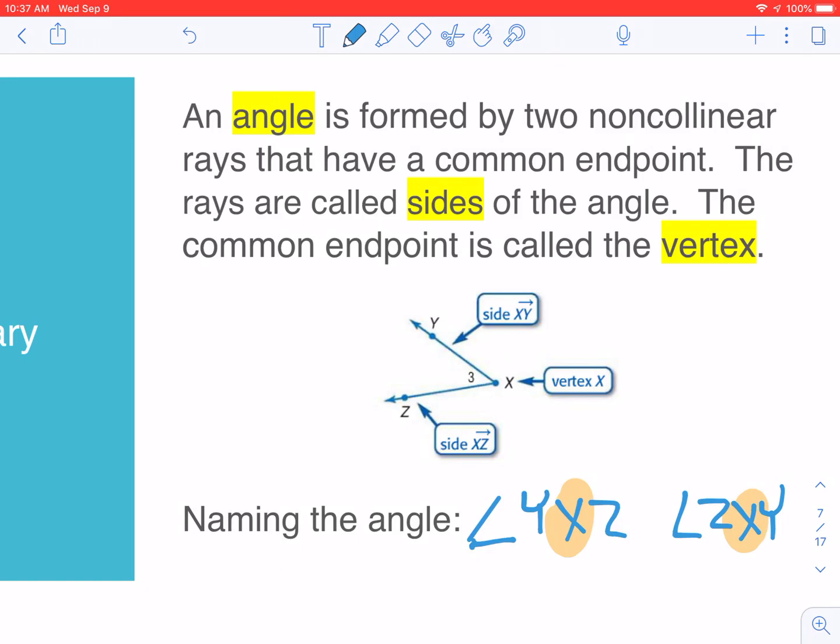We can also call it angle 3. Why can we name it angle 3? Well, we see that 3 right there. So we could name it that. We could also name it angle X. So there are 4 ways to name this angle. We're going to practice naming these, and you're going to name some on your homework as well.